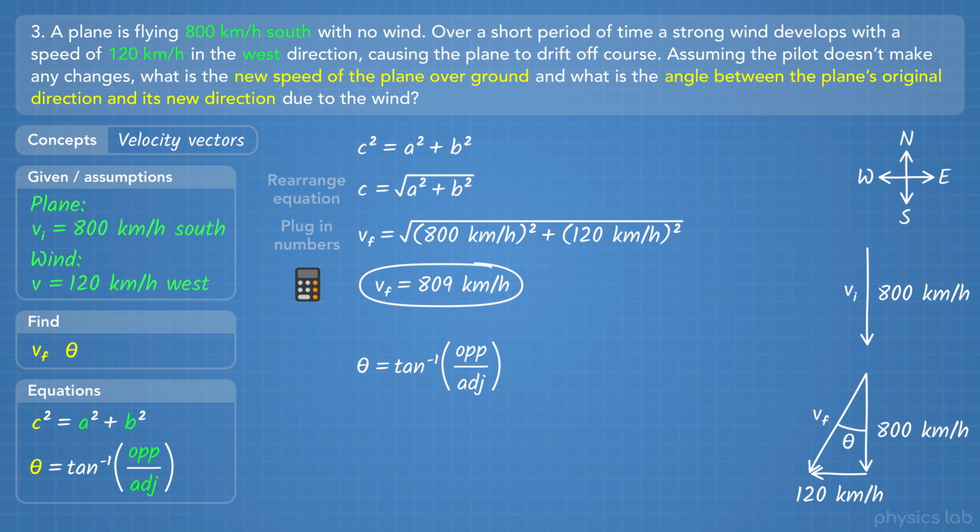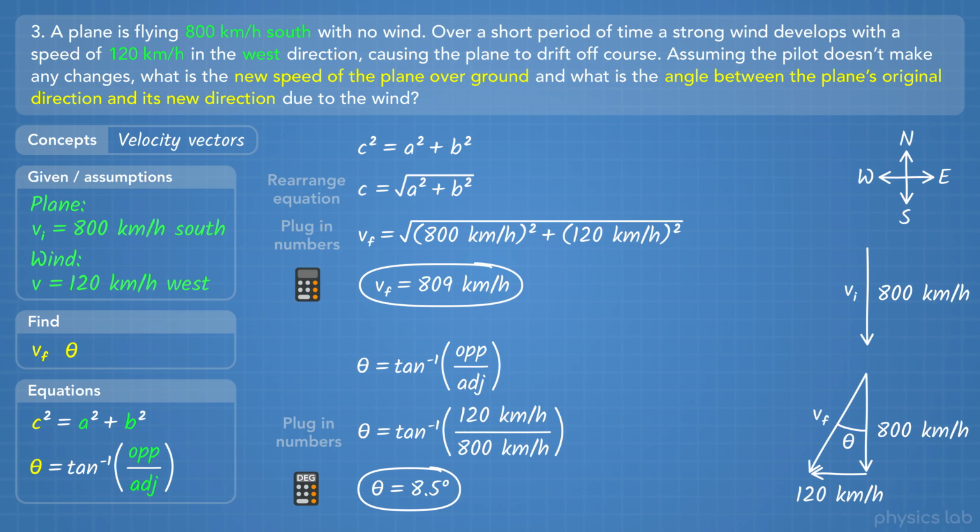Now let's find this angle. In this case, the opposite side from the angle is 120 kilometers per hour, and the adjacent side is 800 kilometers per hour. When we plug those in, we get 8.5 degrees for theta. So the new speed of the plane over ground is 809 kilometers per hour, and the angle between the plane's original direction and its new direction is 8.5 degrees.